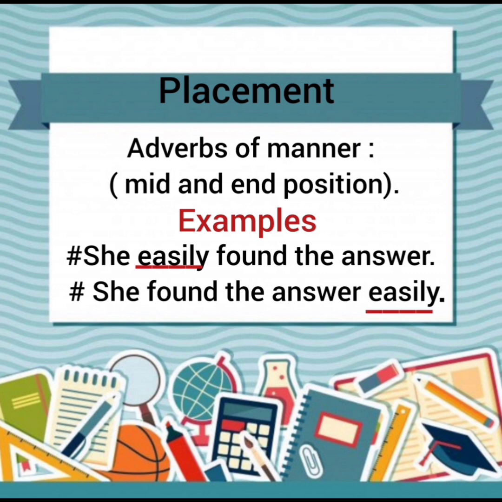Now let's have a look at the placement. There are different kinds of adverbs that we have studied, and there are different places for these adverbs. Now, adverbs of manner have middle and end position. For example, she easily found the answer. Now easily is an adverb that is used after the subject she and it is in the middle position. Now, she found the answer easily. Here the position of the adverb is at the end. So, adverbs of manner can be used at the middle or at the end position.